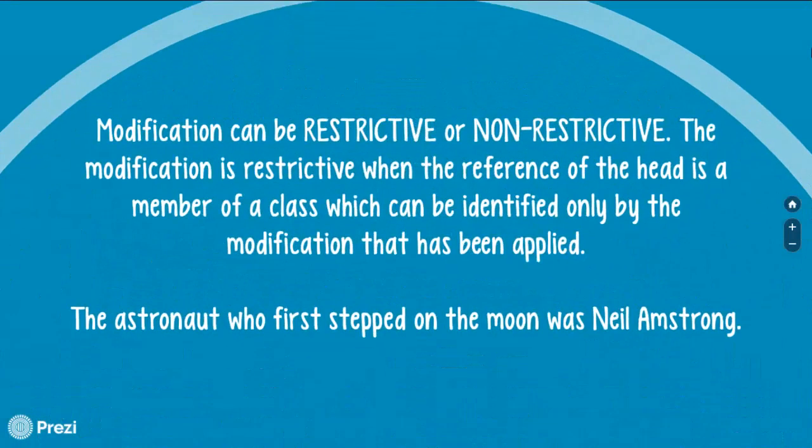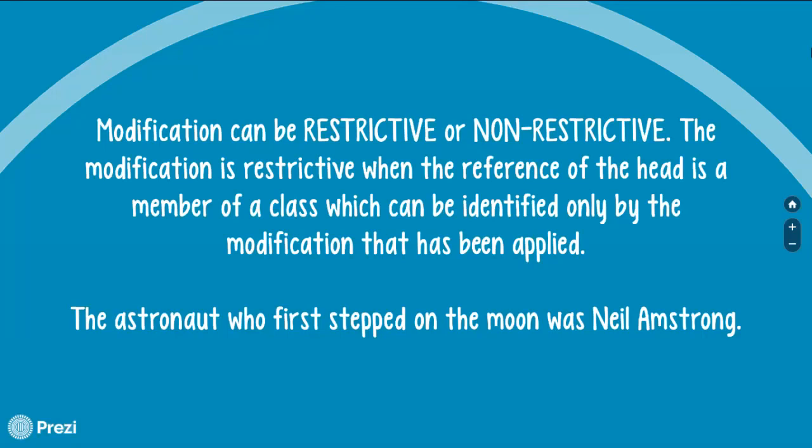Modification by relative clauses can be restrictive or non-restrictive. We are going to find a restrictive function whenever the relative clause helps us identify the reference of the head noun. In this sense, our head noun is a member of a class, which can be identified only by the use of restrictive modification. In the following example, the astronaut who first stepped on the moon was Neil Armstrong. Our relative clause begins from the subordinator who, which is in this case a relativizer, up to the word moon, because what follows is the main verb of the major clause.